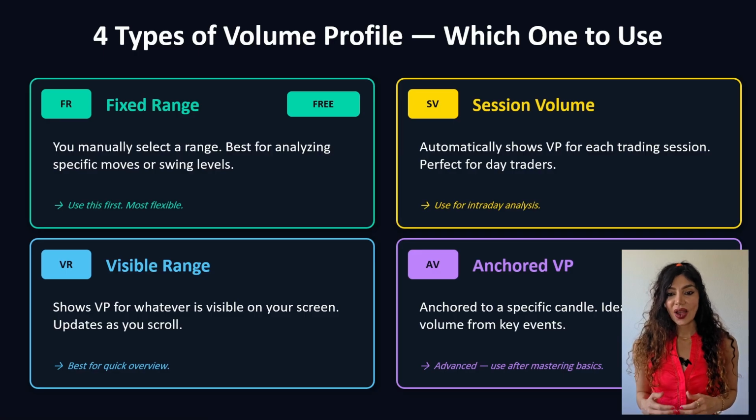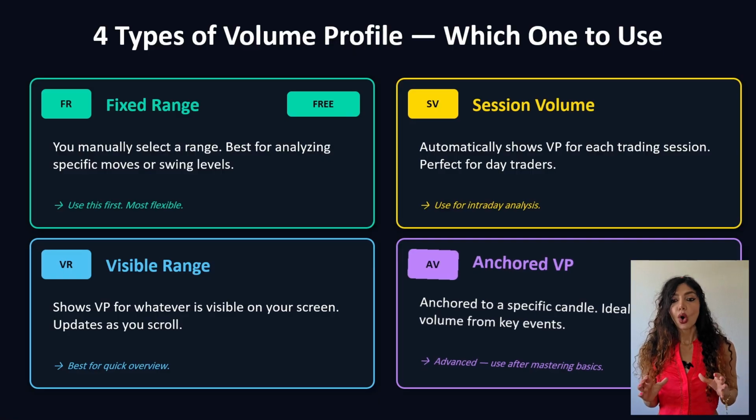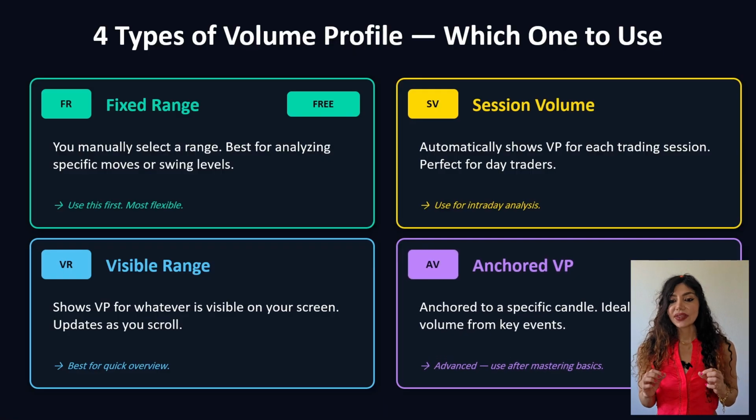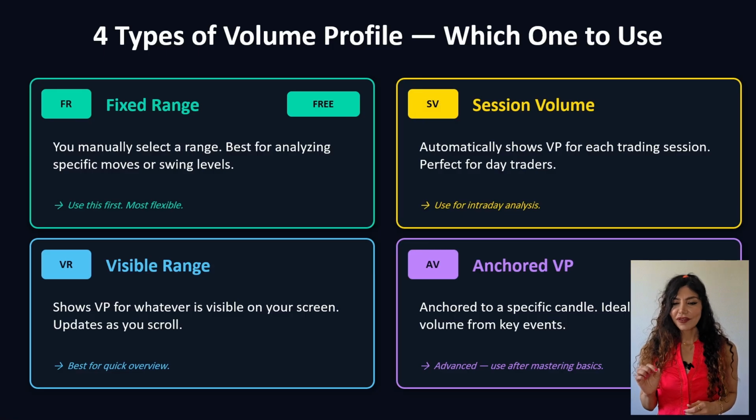The third one is visible range. Shows volume profile for whatever candles are currently visible on your screen. Updates automatically as you scroll. Great for a quick overview. And we have anchored VP. You anchor it to a specific candle like a major news event or a swing high. It builds the volume profile from that point forward. But today, fixed range. Master this one first. Everything else builds on top of it.